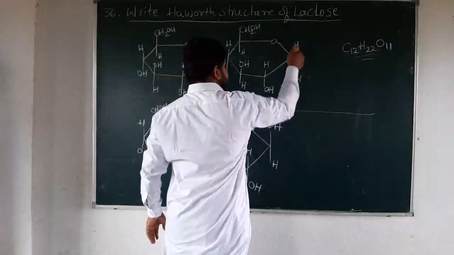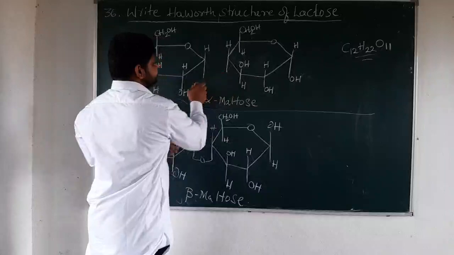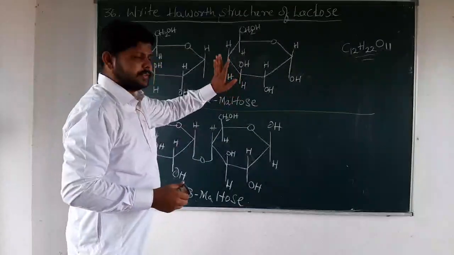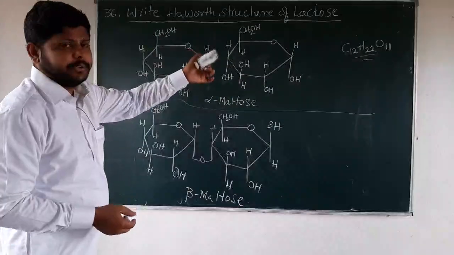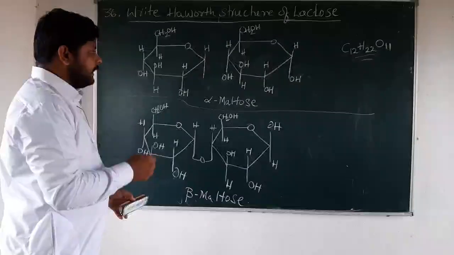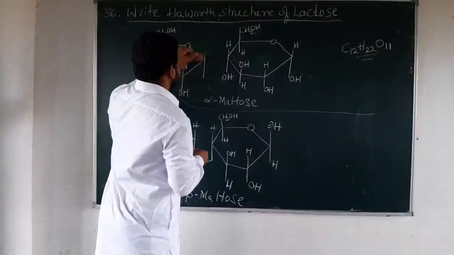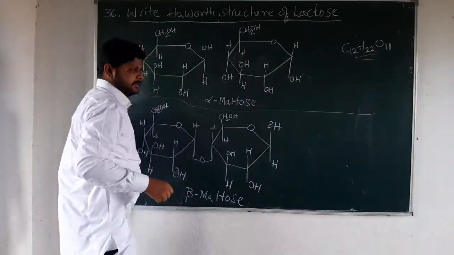Glucose will be the same here: OH, OH, reverse OH, and reverse OH. That is glucose, same, fixed. No, it is not glucose for lactose. It is galactose. Galactose is beta galactose. For beta galactose, here is OH and H.